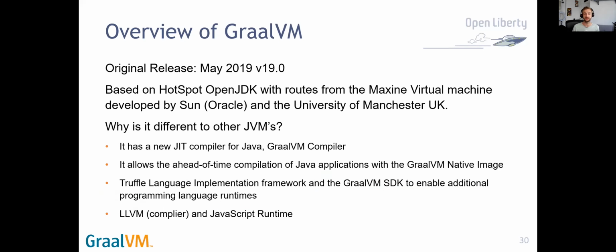And so why is this JVM a little bit different, or why is this specifically different to other JVMs? Well, basically it has a new JIT compiler for Java, the Graal VM compiler, and it allows ahead of time compilation of Java applications with the Graal VM native image. So you can compile all this stuff ahead of time, which is great. The Truffle programming language implementation framework and the Graal VM SDK enable different programming languages as well. And it can also handle things like JavaScript, so that's very cool.